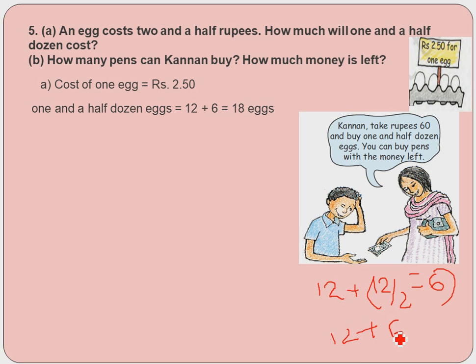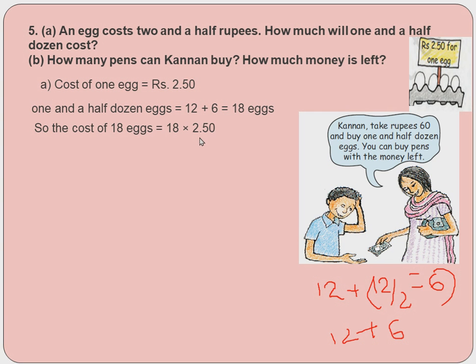Understood? 1 dozen means 12. Half dozen means half of 12, that is 6. So 12 plus 6, 18. Now, what is the cost of 18 eggs? Means what you will do? You multiply 18 with 250. If one chocolate is 2 rupees, the cost of 2 chocolates is 2 into 2. Similarly, 1 egg is 2 rupee 50 paisa. 1.5 dozen is what they are asking. So 18 into 2 rupee 50 paisa.